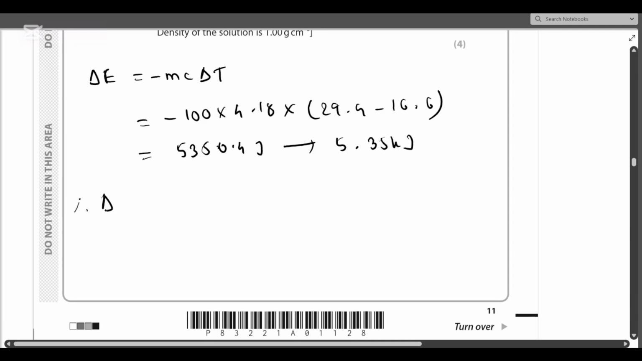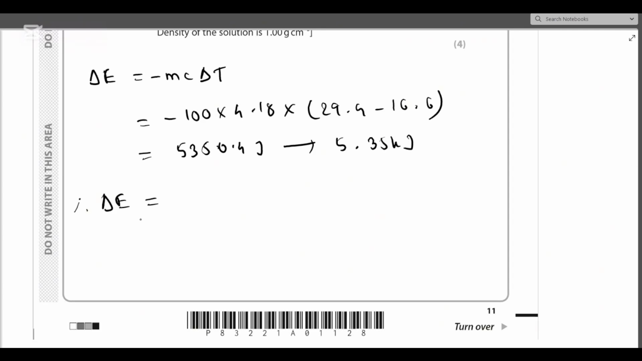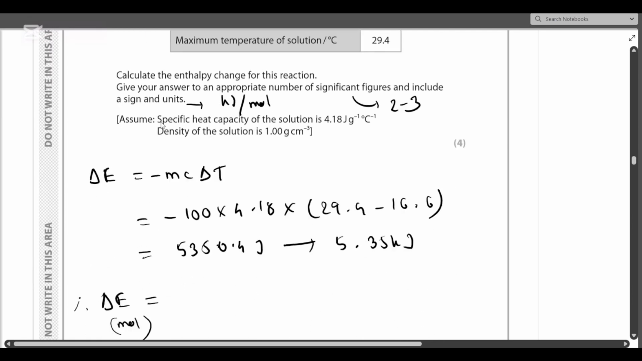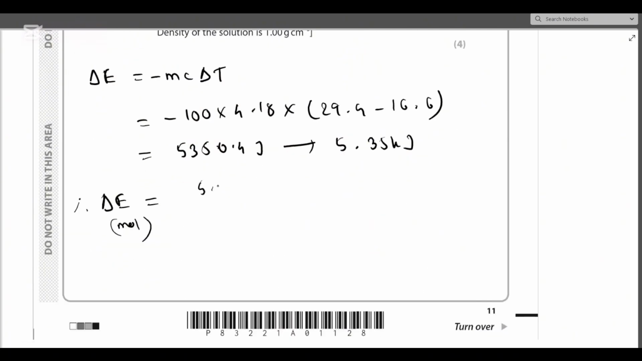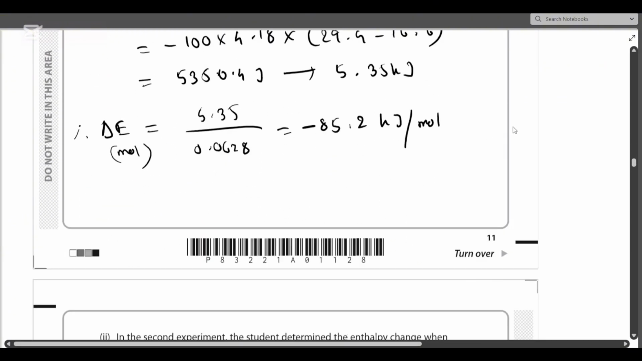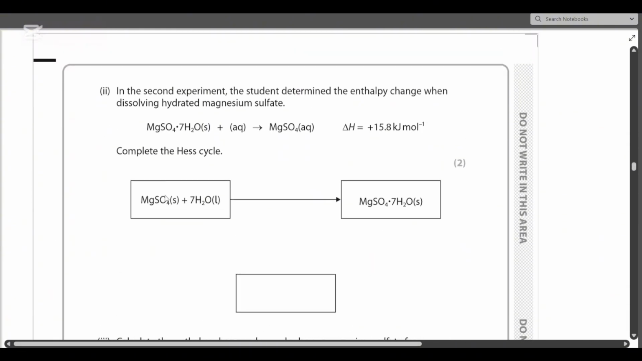Later on, you can find the enthalpy change per mole by dividing by the number of moles. We know the number of moles is about 0.0628, so we divide 5.35 by 0.0628, which eventually gives us 85.2 kilojoules per mole. Don't forget to provide the negative sign. That's the correct answer. Moving on, they mentioned the Hess cycle.